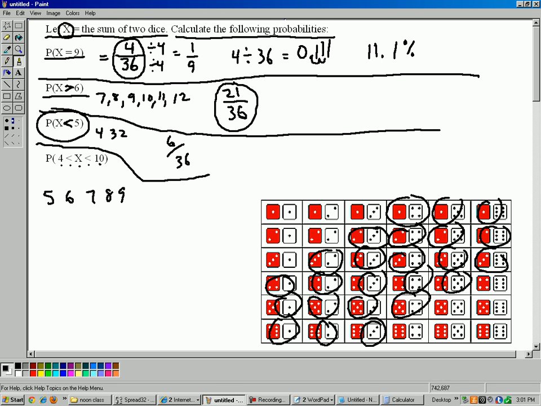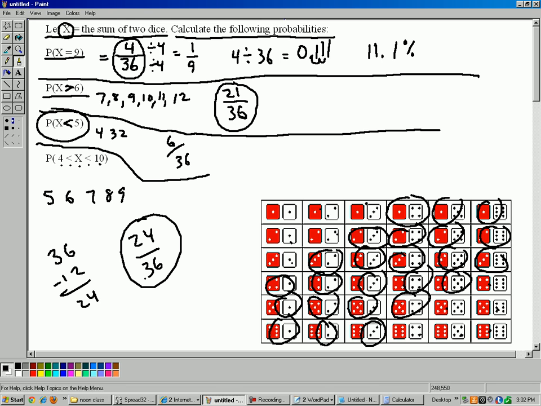Now, I'm going to get clever here. Yes, I can just count up all those combinations that I circled, but why not make my life a little bit easier? Let's count all the ones that I didn't circle and then subtract from 36. So I've got 1, 2, 3, up to 12. So there's 12 ways to not get an X between 4 and 10. So 36 minus 12 is 24. So 24 out of 36.